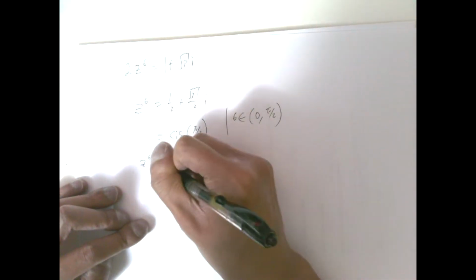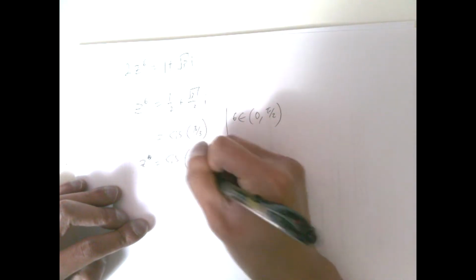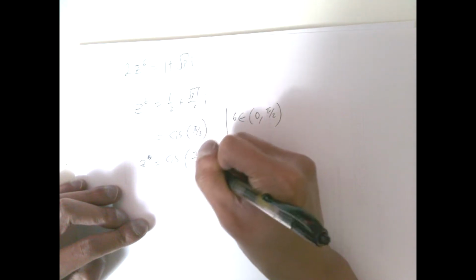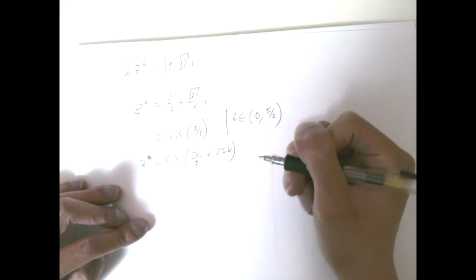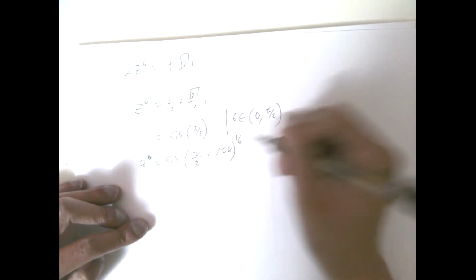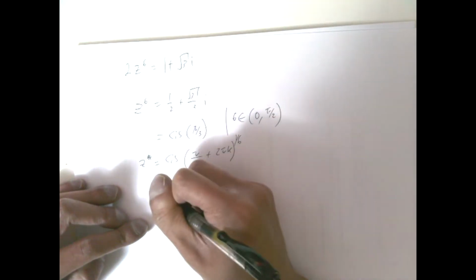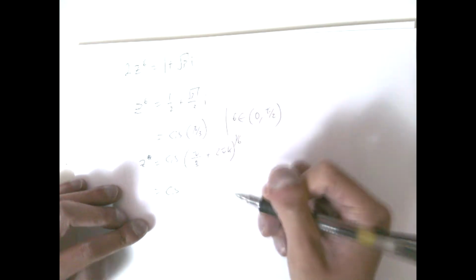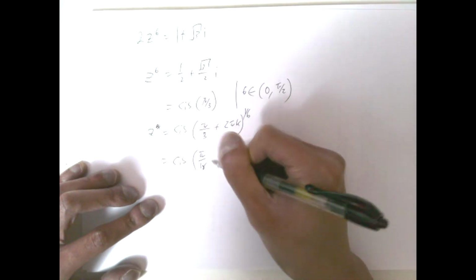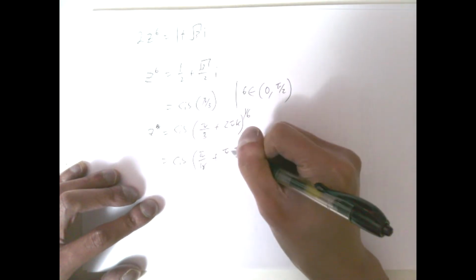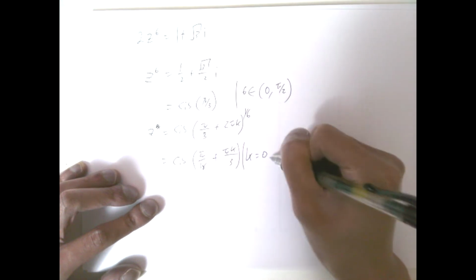Z to the power of 6 is going to be equal to cis pi on 3 plus 2 pi k, as complex numbers are periodic, and we need to take 6th roots of both sides. If we were to employ De Moivre's theorem, we're going to get cis pi on 18 plus pi k on 3, such that k is between 0 and 1.